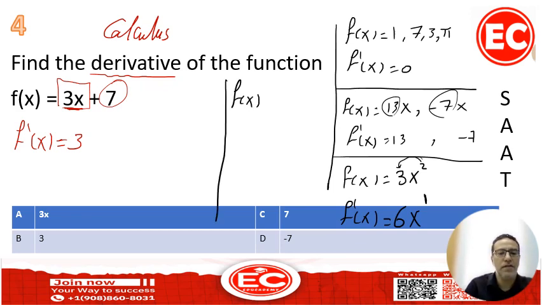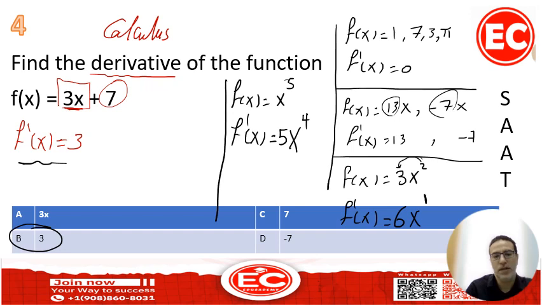If you have a function f of x is equal to x power 5, and he asks about the derivative, you drag the power down, so I put down the 5, and I subtract 1 from the 5, which is equal to 4. So it's 5x power 4. But the right answer here, of course, is equal to 3. So revise the differentiation.